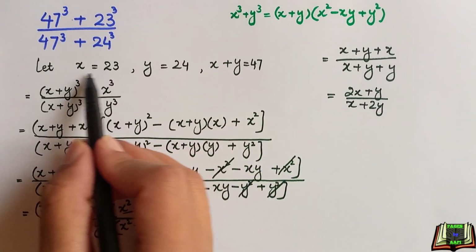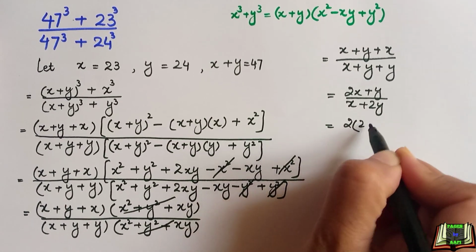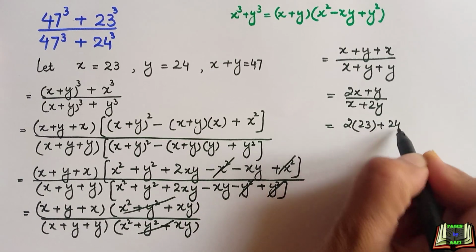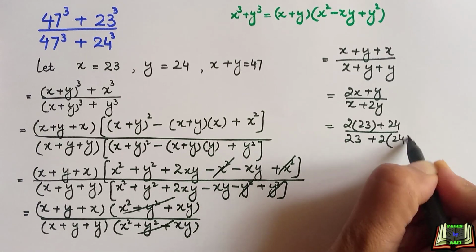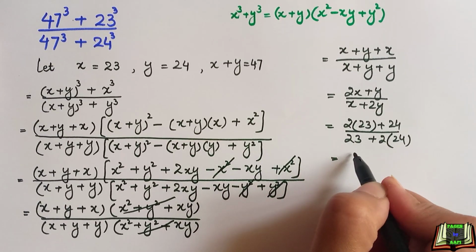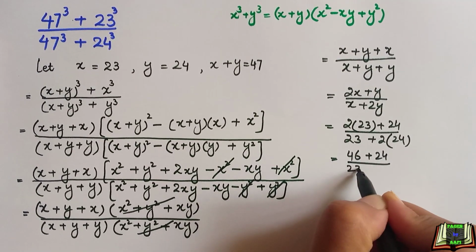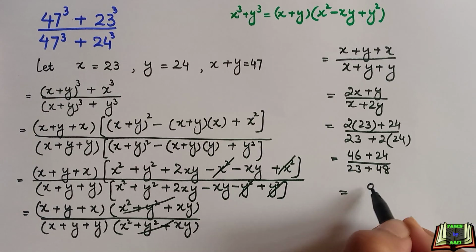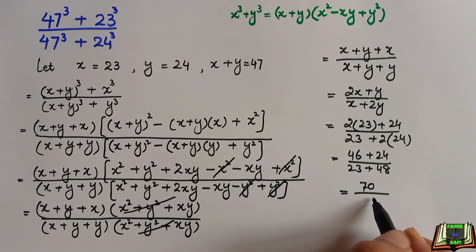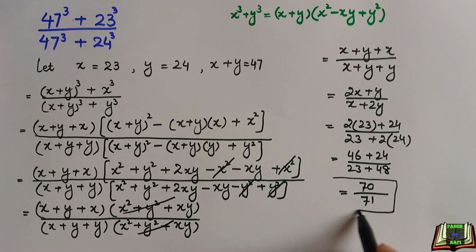Now we will substitute the values which we supposed at the start: 2 times 23 plus 24 over 23 plus 2 times 24. 2 times 23 is 46 plus 24 over 23 plus 48. 46 plus 24 is 70, and 23 plus 48 is 71. 70 over 71 is the required answer.